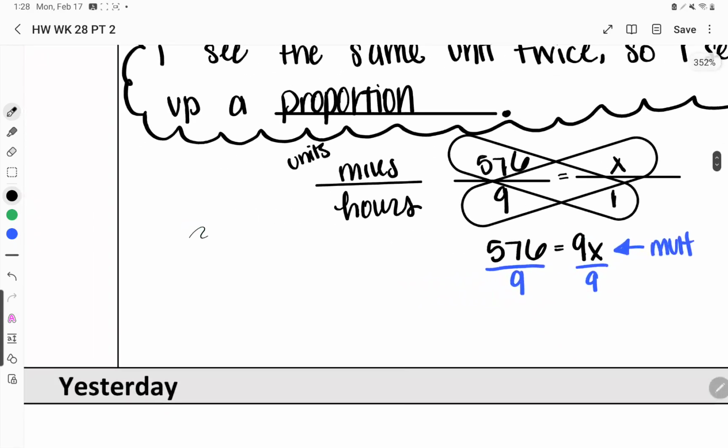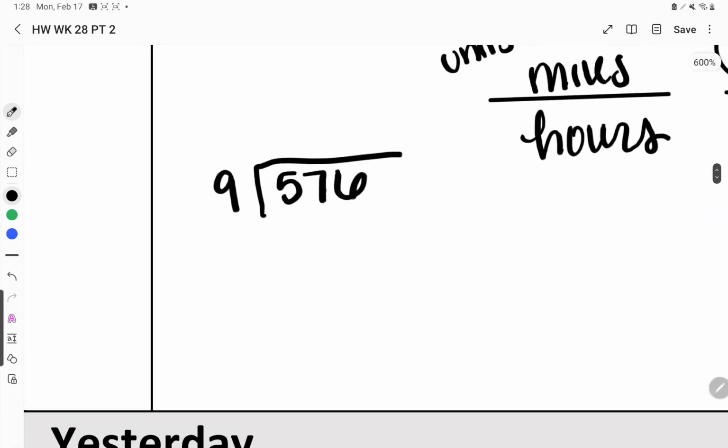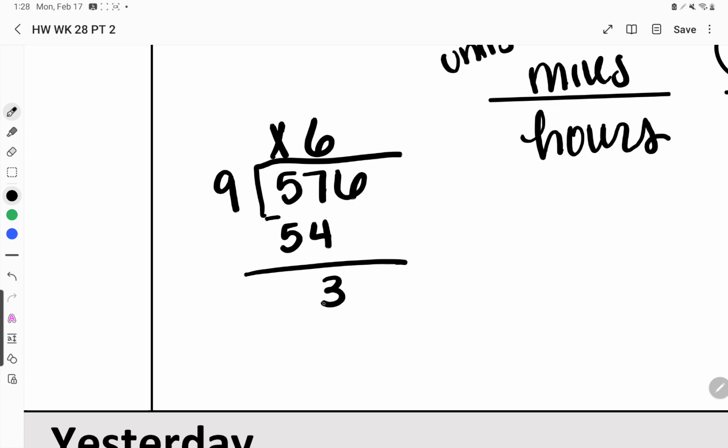All right, let's go through it together. I have 576 divided by 9. 9 doesn't go into 5 because 9 is bigger than 5. How many times does 9 go into 57? 6 times. 9 times 6 is 54. What do I do now? Subtract. 57 minus 54 gives me 3. What do I do now? Drop down to 6.